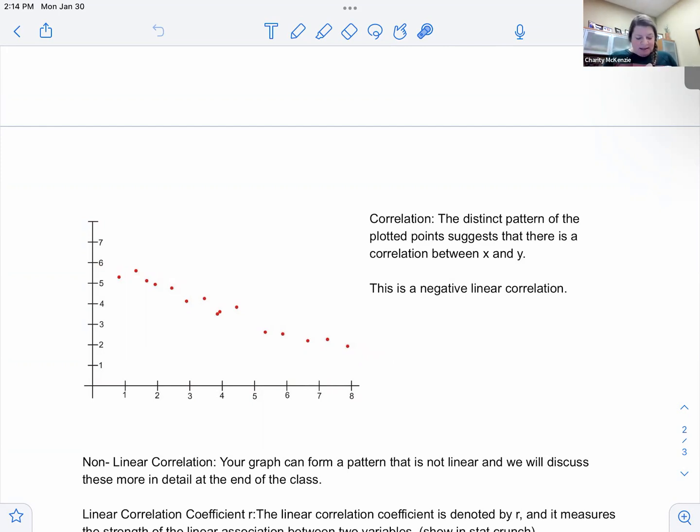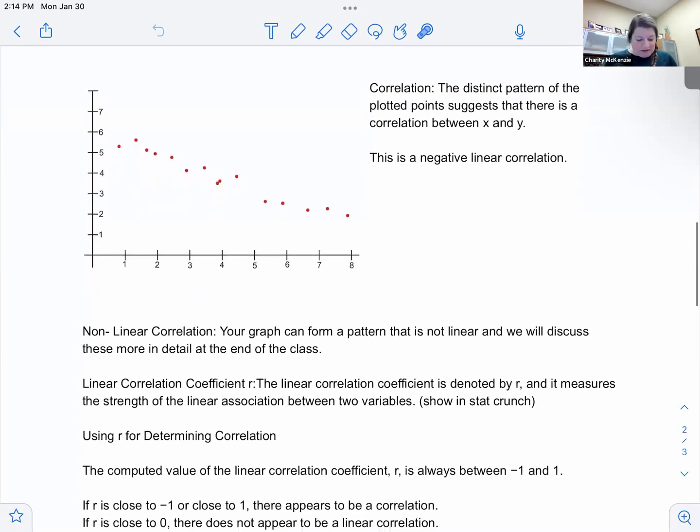We could also have a pattern that's not linear. There are nonlinear ones; you could have a curve that's an X squared, or something that goes up a little differently and is an X to the third. But we are just looking at linear correlation.